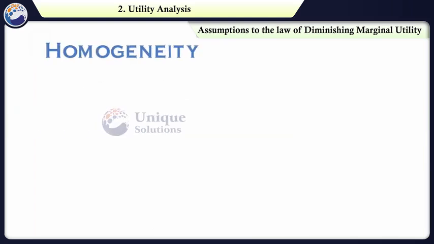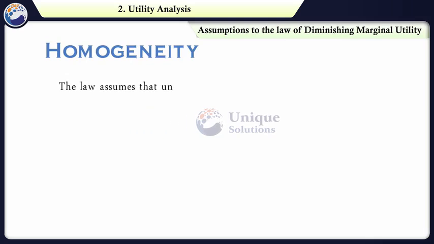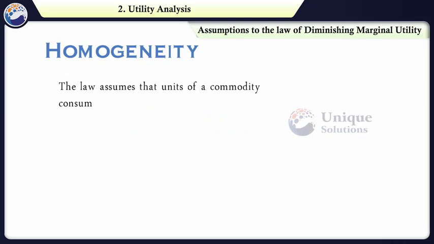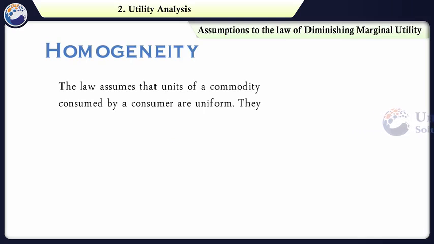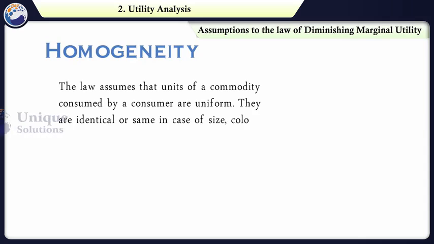Homogeneity. The law assumes that units of a commodity consumed by a consumer are uniform. They are identical or the same in case of size, color, shape, taste, quality, etc.